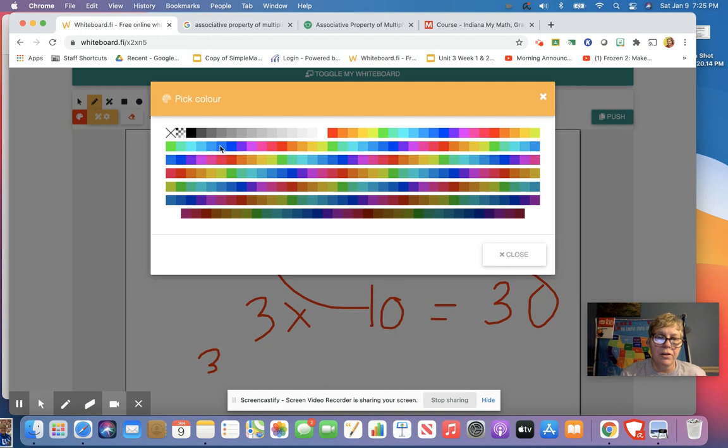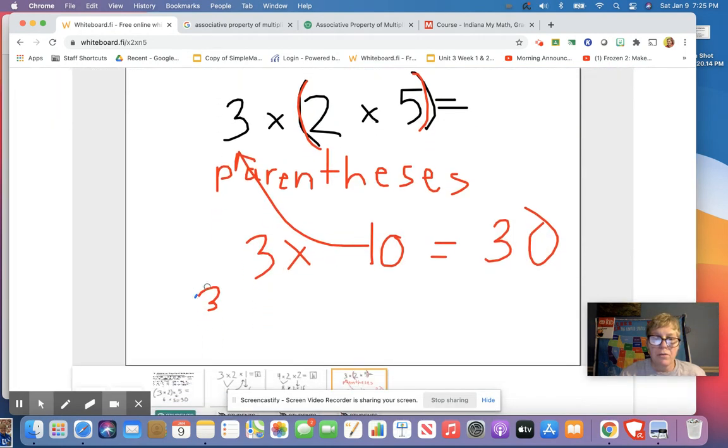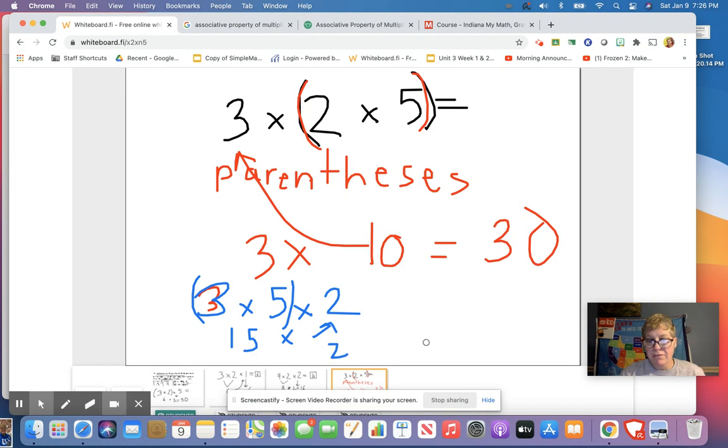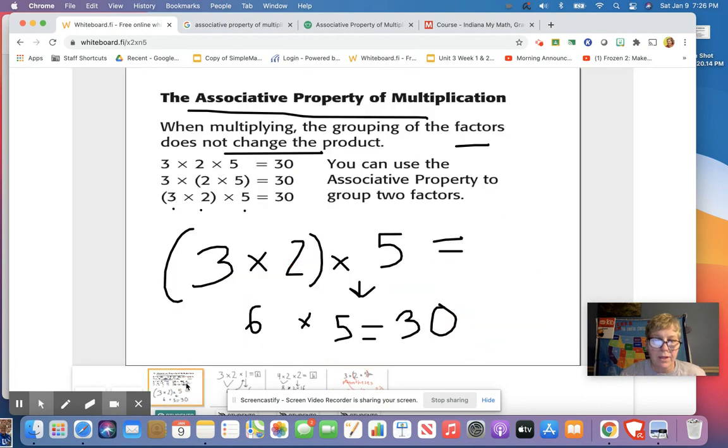I can group them in even another different way. Let me get a different color here. Let's use blue. Okay, so let's do 3 times 5 times 2. I'm going to do 3 times 5 first this time. So 3 times 5 is 15, and then 15 times that 2. 15 times 2, that's 2 15s, and 15 plus 15 is 30.